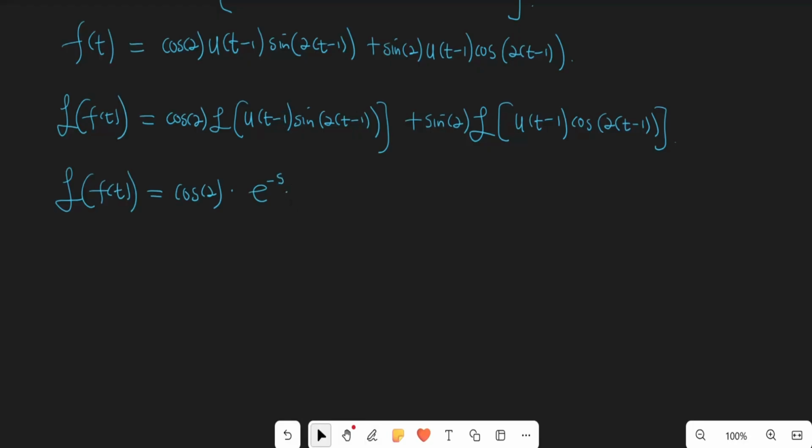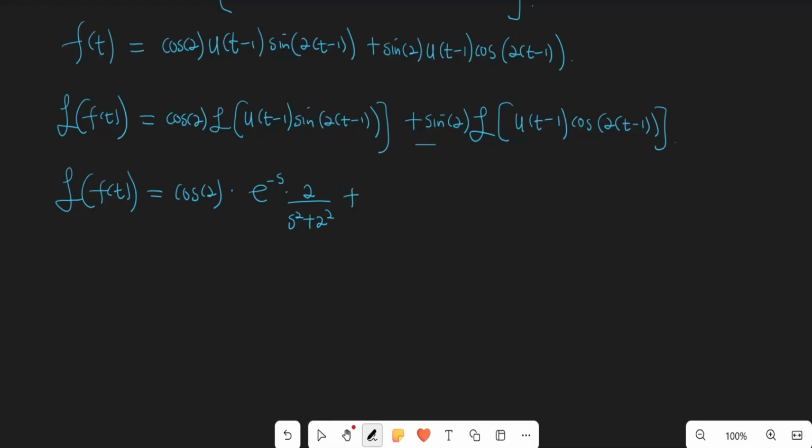This is multiplied by the Laplace transform of the unshifted function. The shifted function is sine of 2 times t minus 1. The unshifted function is going to be sine of 2t. So just pretend as if the shift does not exist. So we find the Laplace transform of sine of 2t, and the Laplace transform of sine of 2t is going to be 2 divided by s squared plus 2 squared.